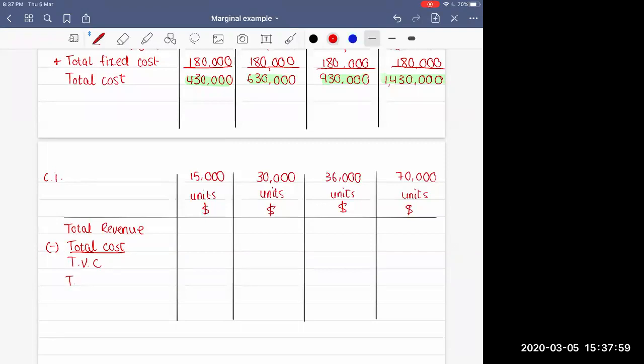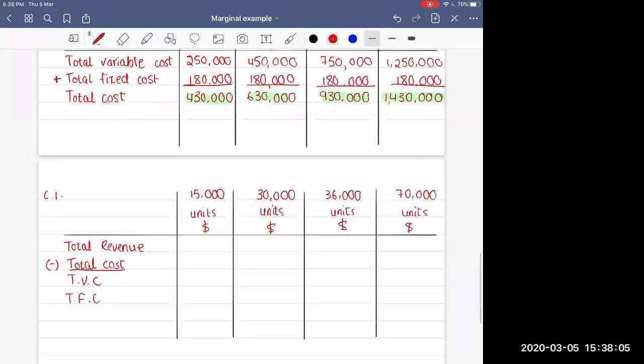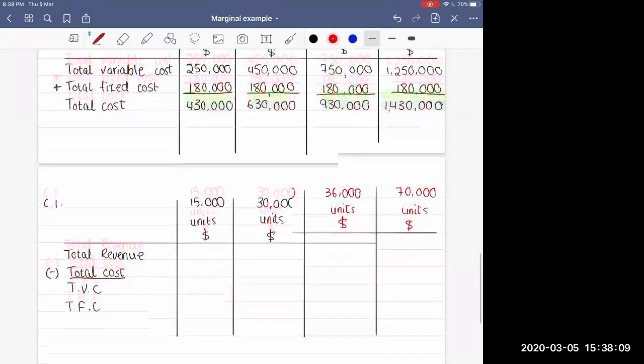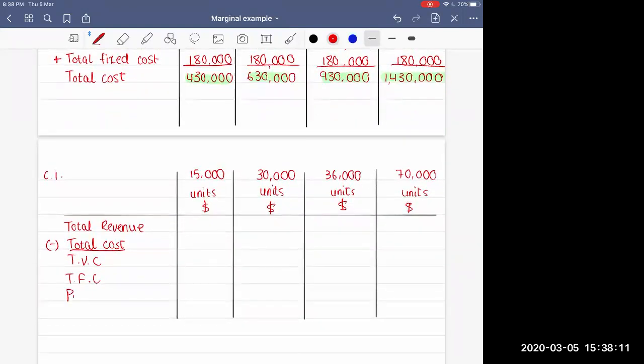Total variable cost, total fixed cost. From the total revenue, we will subtract total variable cost and total fixed cost, so we can get to the amount of profit or loss. What will we get from this? Profit or loss. We will be able to calculate profit or loss.